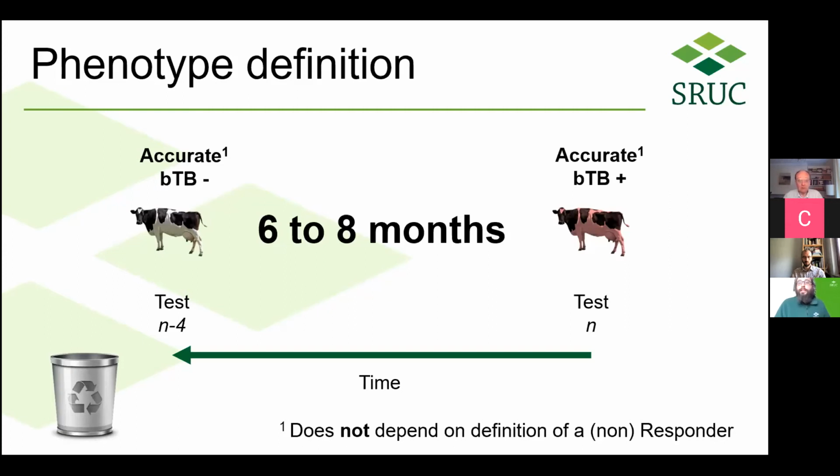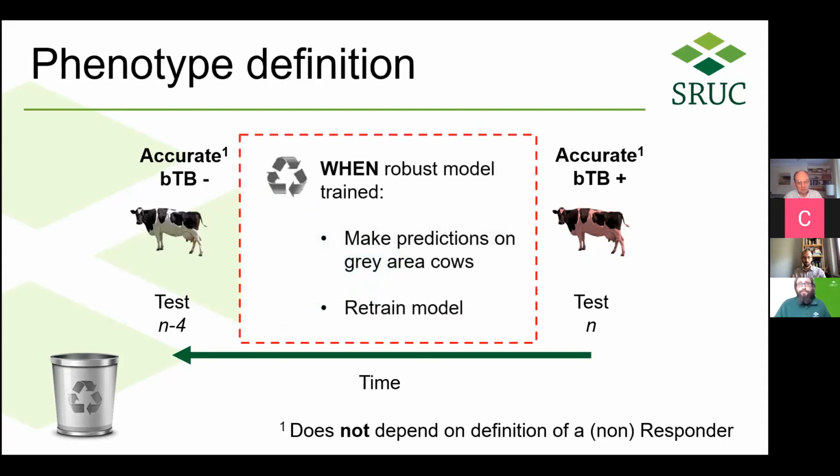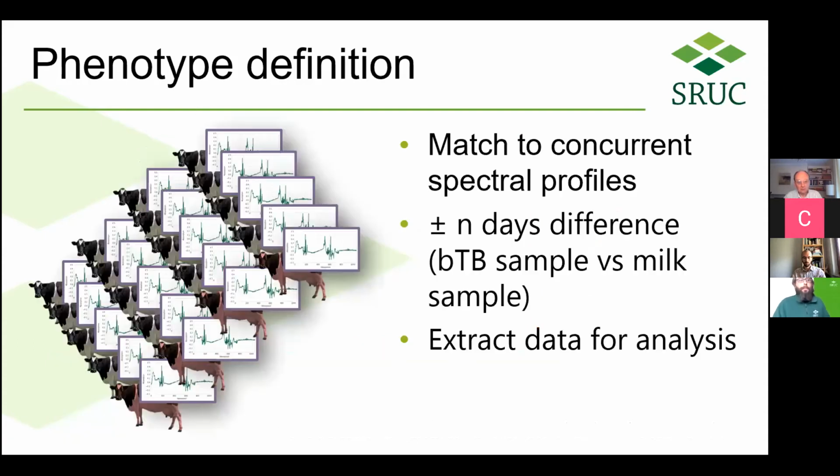Within the UK, different countries all have a different definition of how they actually define a responder. So whether you're in Scotland, Northern Ireland, Wales, or England, it's different. By doing it this way, we feel that we've taken that reliance out. And then basically what we want to do, after we've trained a robust model, is go back and have a look at these grey cows.